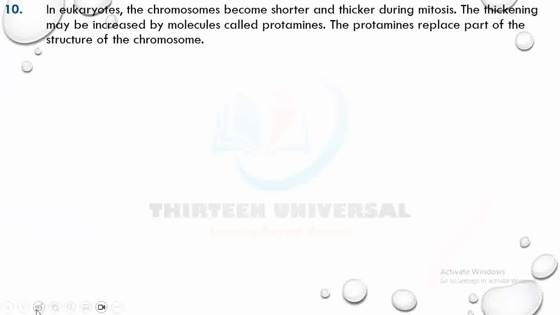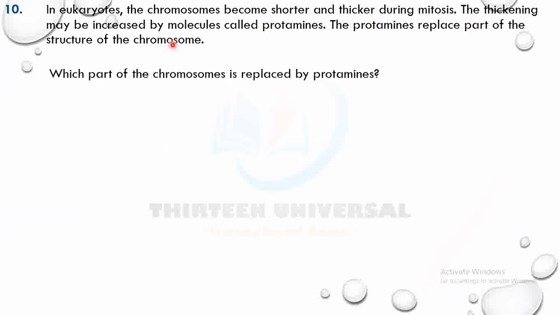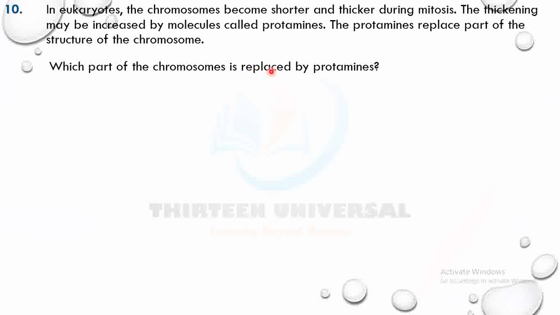All right, guys, hope you are with me. Let's run. In eukaryotes, the chromosomes become shorter and thicker during mitosis. The thickening may be increased by molecules called protamines. The protamines replace part of the structure of the chromosome. Which part of the chromosomes is replaced by protamines? Remember, what is their function? They help in the thickening or condensation of chromosomes.